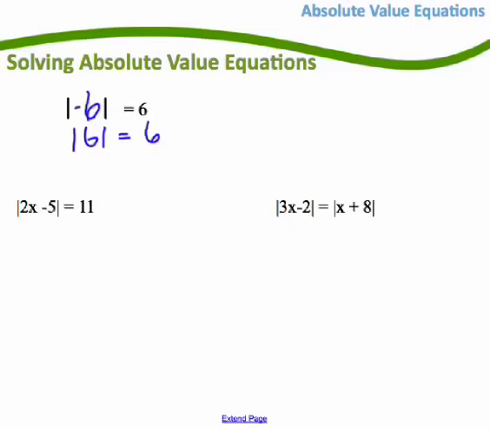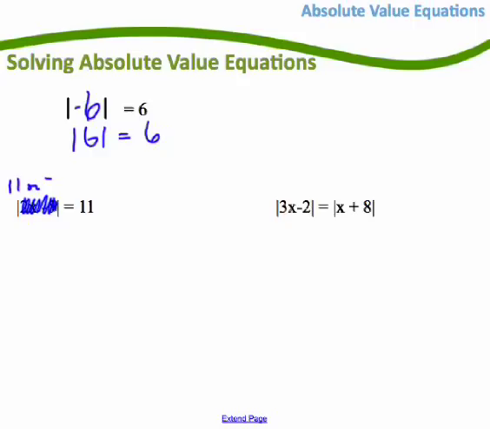And so I use that principle to help me solve any of these absolute value equations. For example, this first one. I know that whatever's underneath there has to be equal to 11, or it has to be equal to a -11.